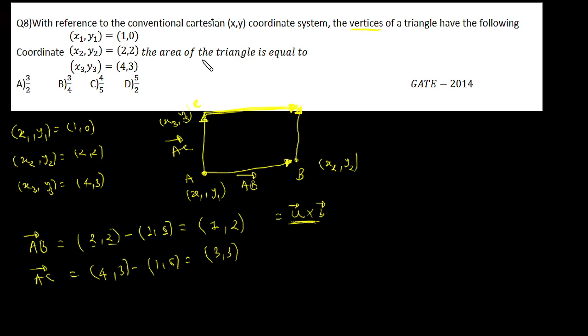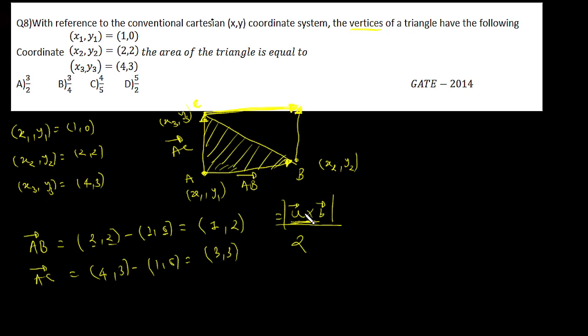But here in the question they are asking about the area of the triangle. They are asking about the area of this triangle, which is formed by these three vertices A, B, C. So what we are going to do is first find the cross product of these two vectors, take its magnitude, and divide by 2, so that we get half the area, because we are interested in finding the area of the triangle.